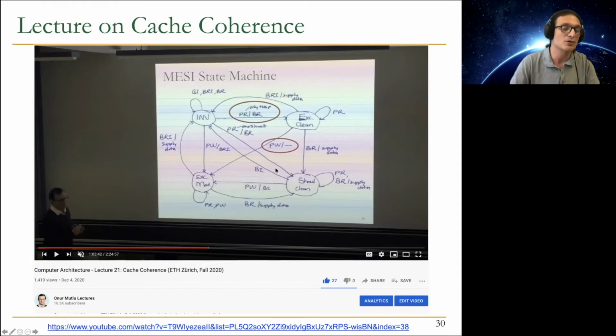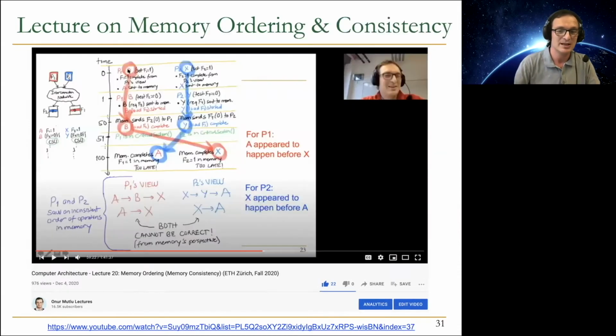But existing protocols are actually more sophisticated. You may have more states so that you can optimize. But if you really want to know the advantages and disadvantages of more sophisticated protocols, I would recommend looking at these cache coherence lectures. And consistency, memory ordering is a related topic, but orthogonal topic to cache coherence.